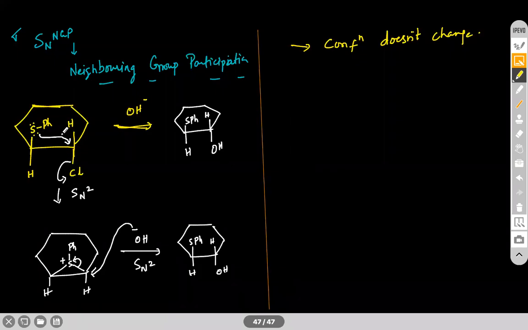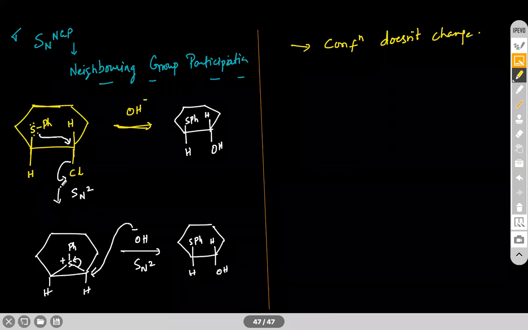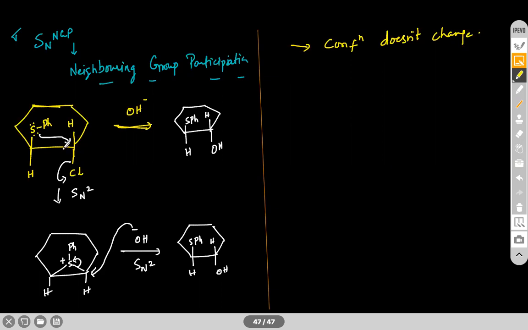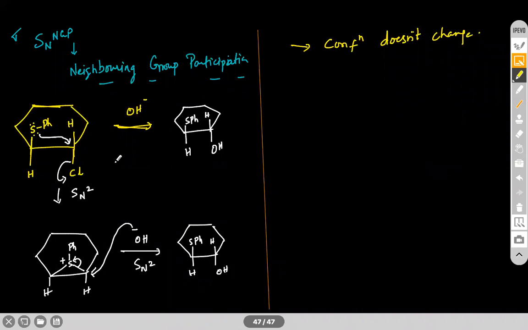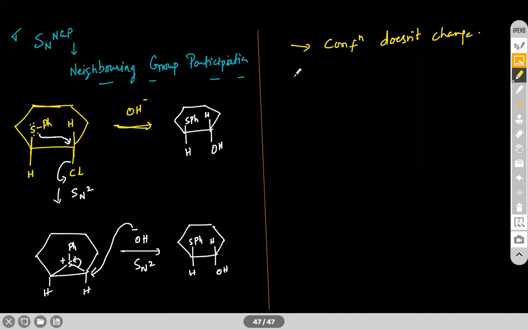Here the backside attack, see, here we have Walden inversion, R becomes S, SN2 Walden inversion, R becomes S. Again we have SN2, so this R becomes again S. So net effect is what? There is no change in configuration. So configuration does not change.